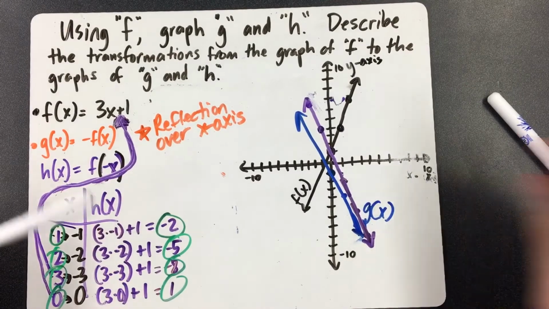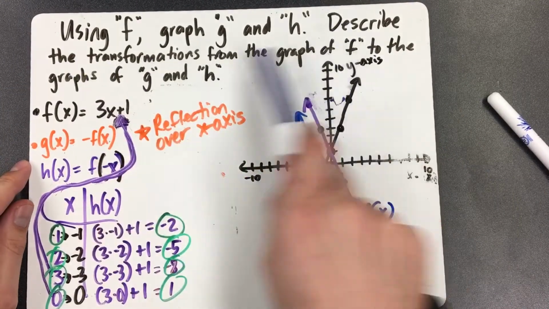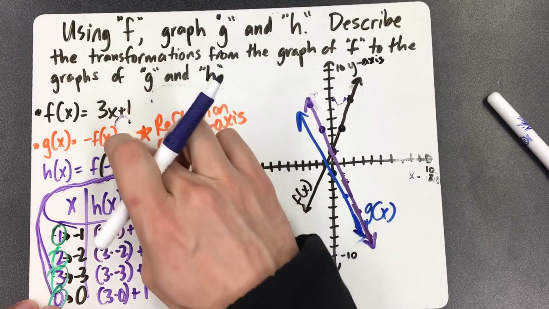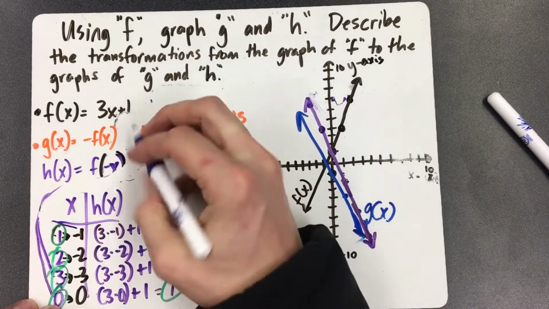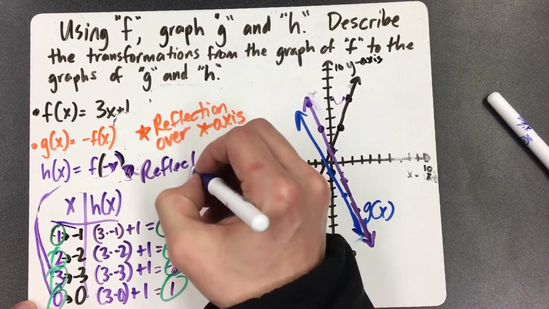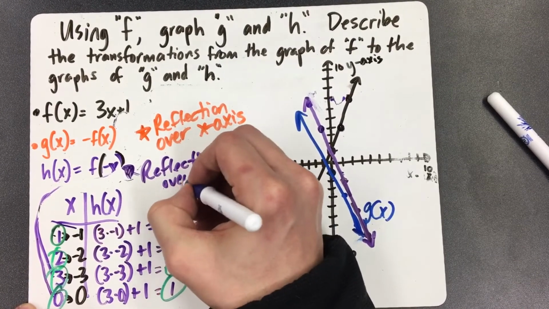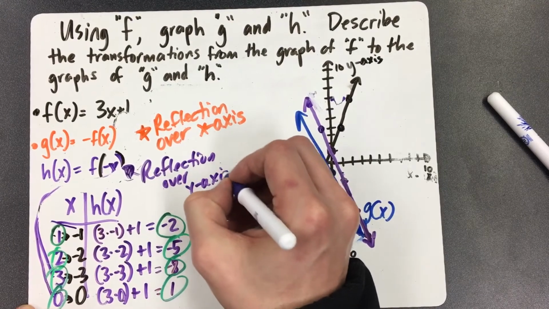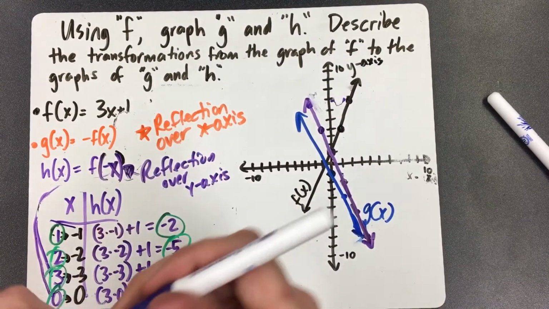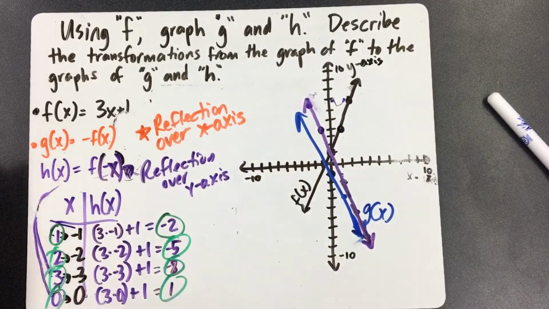And if I wanted to describe the transformation from the graph of G to the graph of H, this was, let me erase all this so it's not in the way, this one is a reflection over the y-axis. Reflection over the y-axis. So big idea there. I'm going to wrap this up. I'm at almost 16 minutes here.